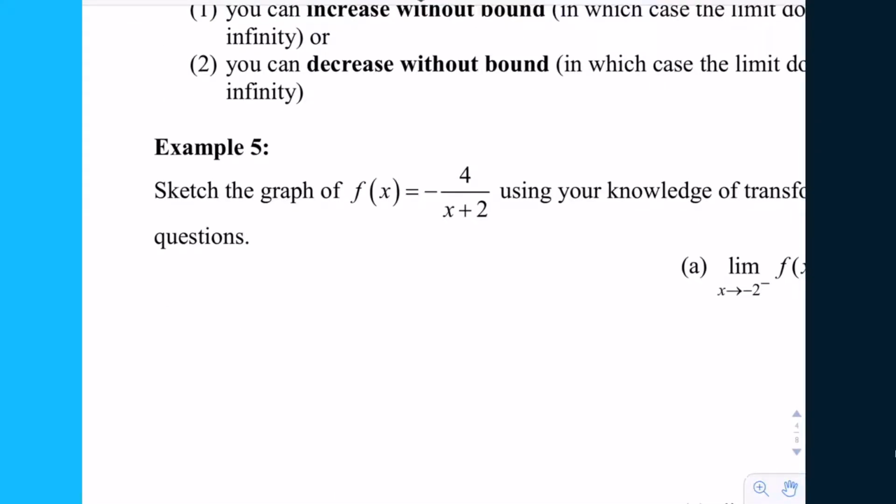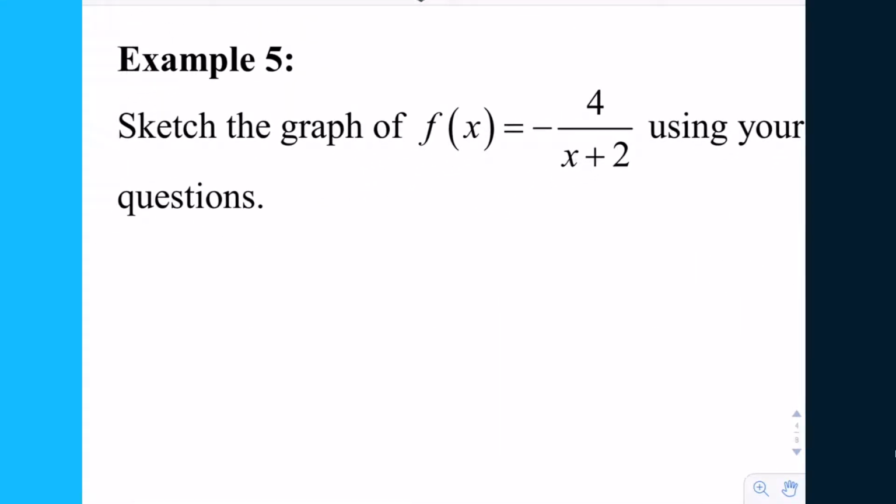You ready to try it out? Let's try it out. Example 5. Sketch the graph of f of x equals negative 4 over x plus 2 using your knowledge of parent functions and transformations. Oh boy, we get to do that. Step 1, identify the parent function for negative 4 over x plus 2. We've already talked about them this year a little bit. Strip away all the negatives and numbers, and what are you left with? X in the bottom, so 1 over x. Yeah, the parent function is 1 over x.